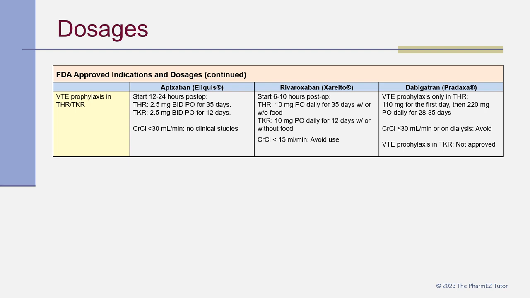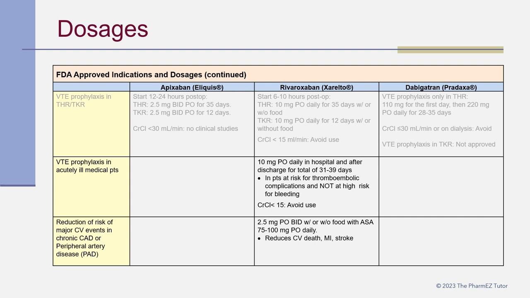For dabigatran, VTE prophylaxis is only indicated in total hip replacement, 110 mg for the first day, then 220 mg daily for 28 to 35 days. Again, VTE prophylaxis in total knee replacement is not approved. As before, doses should be adjusted for renal insufficiency.